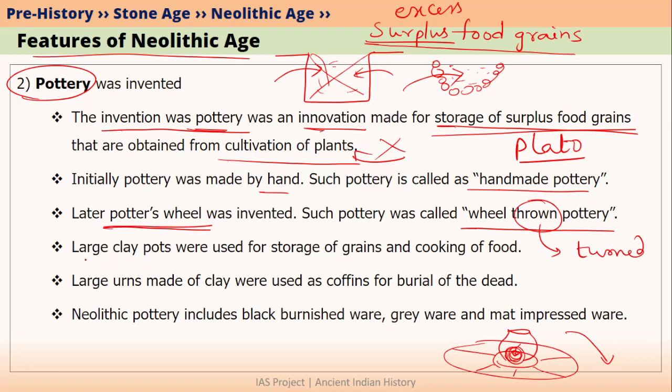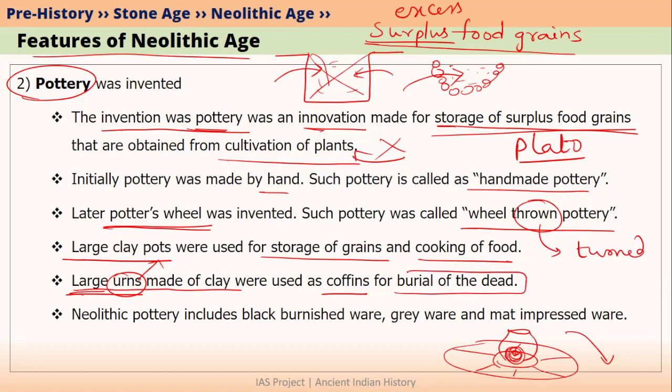Neolithic people used large clay pots for storage of food grains as well as for cooking of food. They also made use of large urns. Urn is nothing but a pot, okay? They used large urns made of clay as coffins for burying their dead people.